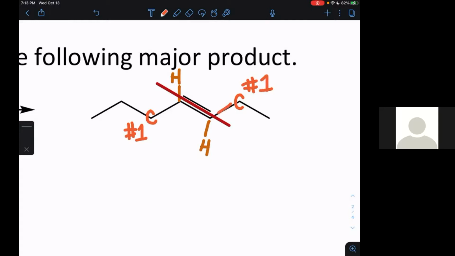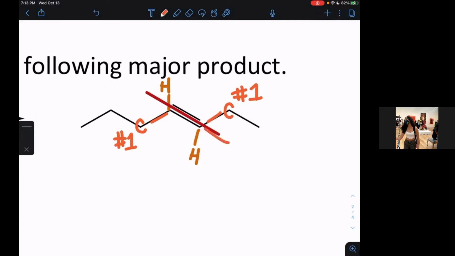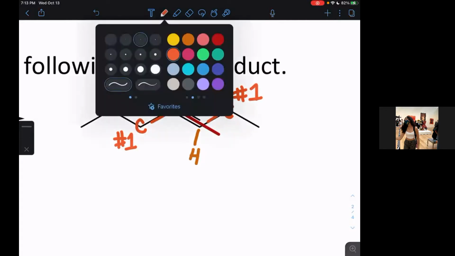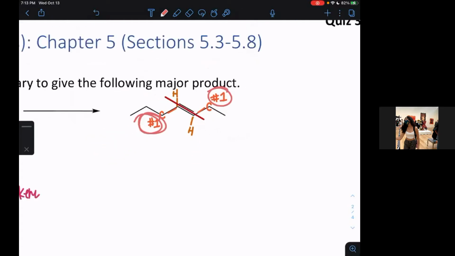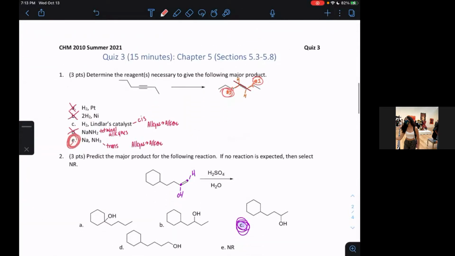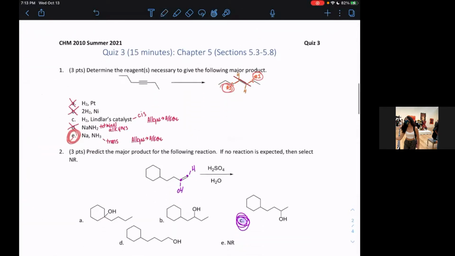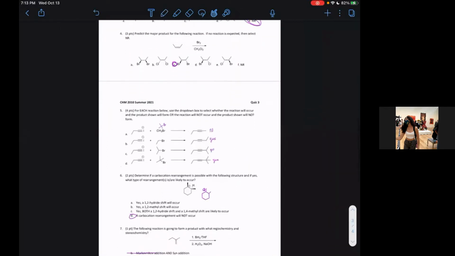So that's just because this is a carbon here, and carbon has a higher atomic number than hydrogen, so that one's priority. And then you separate the bond in the middle, and they're on each side of the bond, so that means they're trans. Yeah. Okay. So it's basically that one.